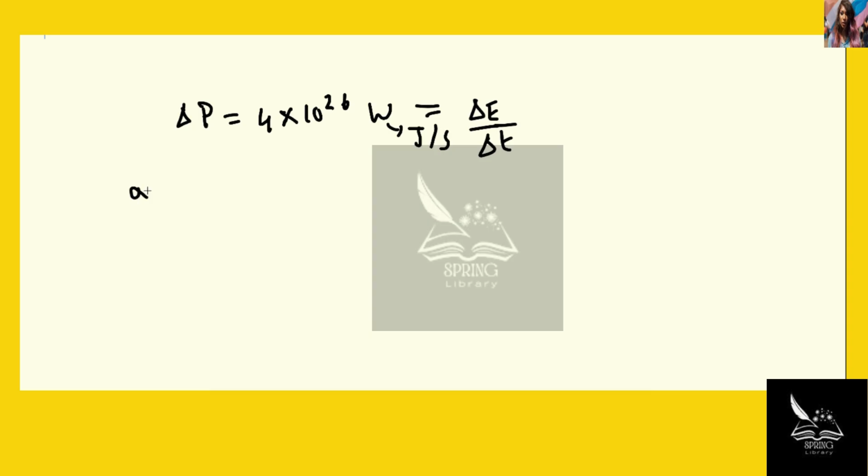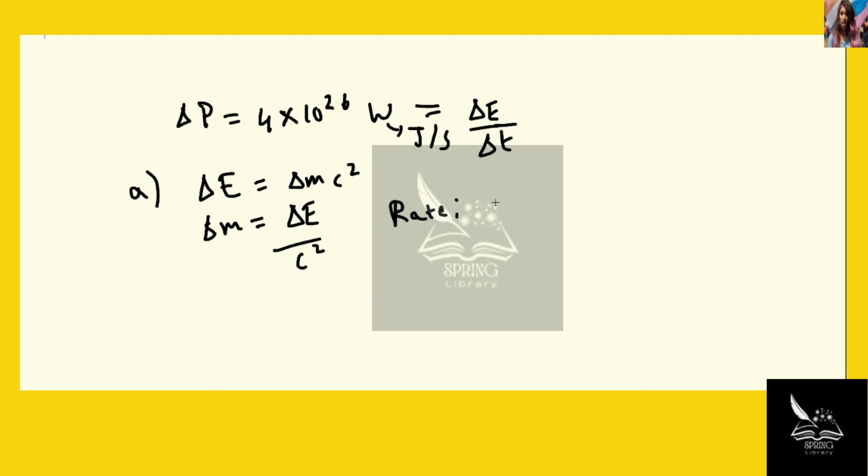So the first problem wants to know the mass loss per second, as you have energy loss per second. And so from Einstein's famous equation, we have energy loss will be equal to mass loss times c squared, equals mc squared. And so delta m is just delta E over c squared. And here we want the rate at which mass is being lost. So rate is just delta m over delta t. And so you basically divide the right-hand side here by delta t. So you have delta E over delta t times 1 over c squared.